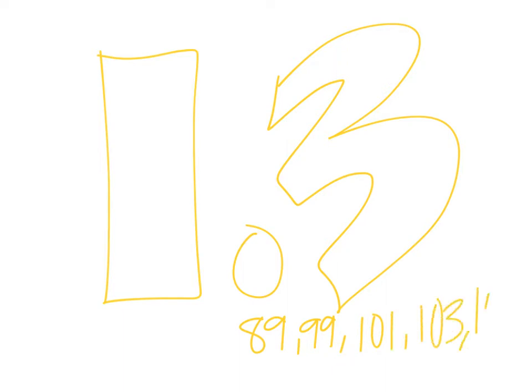Today I'm going to talk about some homework questions from section 1.3 from The Practice of Statistics. So we're wrapping up the chapter, we're almost done. We're going to talk about number 89, 99, 101, 103, and 109.